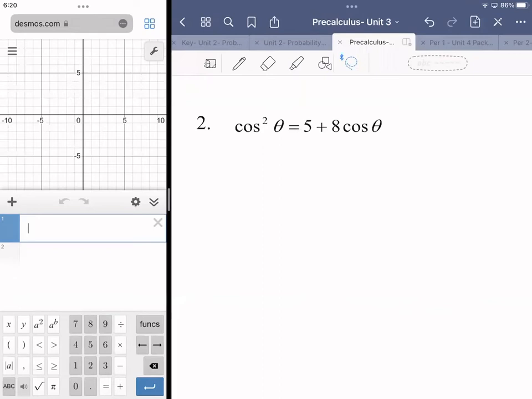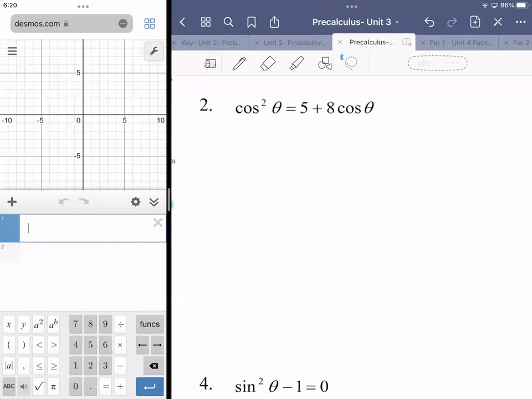Number two gets a little jazzier. So we have cosine squared theta is equal to 5 plus 8 cosine theta.